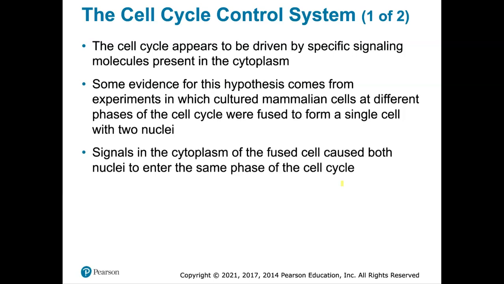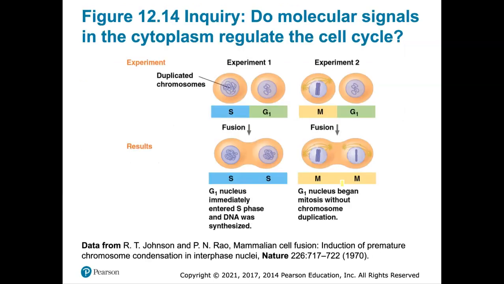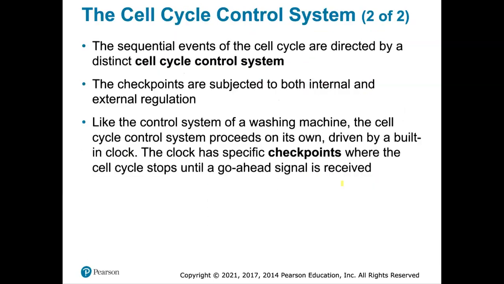There is a control system for the cell cycle that we'll go over a little bit. The cell cycle control system is based on checkpoints. And what I mean by the control system of the cell cycle is, let's say you've got a cell and it undergoes the S phase of interphase. And so it duplicates its chromosomes, and now all its chromosomes have two sister chromatids, right?